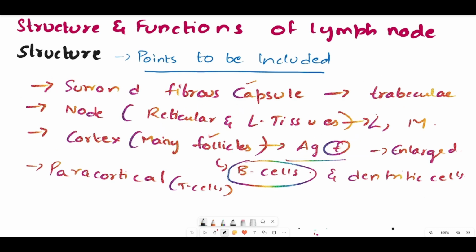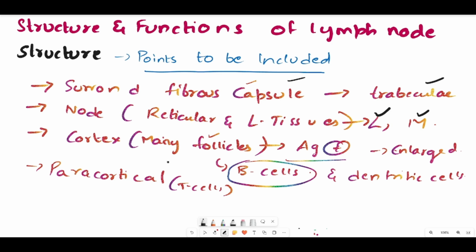All the points we are discussing now are present in the diagram and will be understood if you see the diagram. Initially, this complete lymph node is surrounded by a fibrous capsule, and beneath it there is a trabecular structure. The lymph node is made up of reticular and lymphatic tissues. That means it contains both lymphocytes and macrophages.